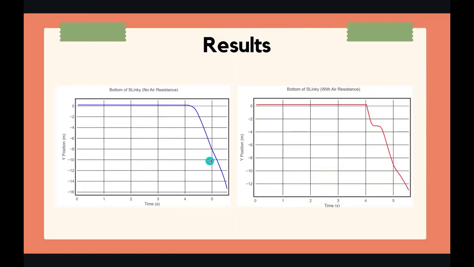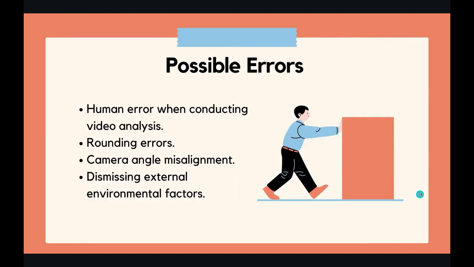So for our results of the code, we got here the bottom of a slinky with no air resistance. We can see how the bottom follows a somewhat constant pattern, while the one with air resistance follows a non-constant pattern with deviations, which we think correlates with the first graph we built with the tracker data. So some possible errors that could have affected our results are human error when conducting video analysis, rounding errors, camera misalignment, and dismissing other external environmental factors.